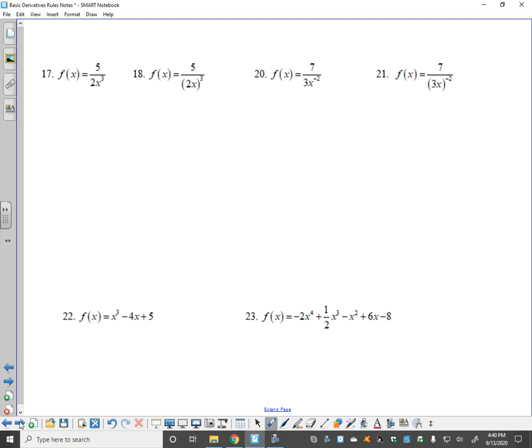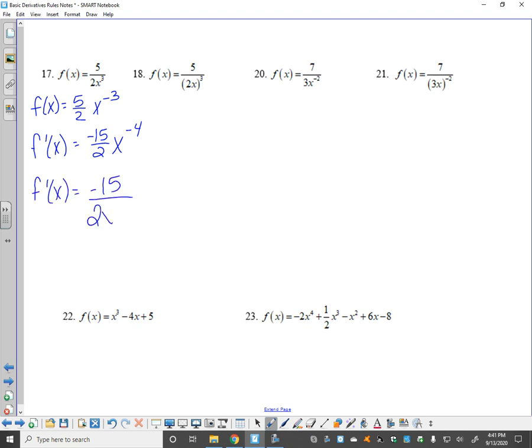Okay, let's see. Prep work. 5/2, I'm just going to kind of pull that out to the side. Now I have an x to the 3rd on the bottom, so that would be x to the negative 3rd. So there's my prep work. Going to pull the negative 3 down front. That's going to give me a negative 15 over 2, x to the negative 4th. So that gives me negative 15 over 2x to the 4th.